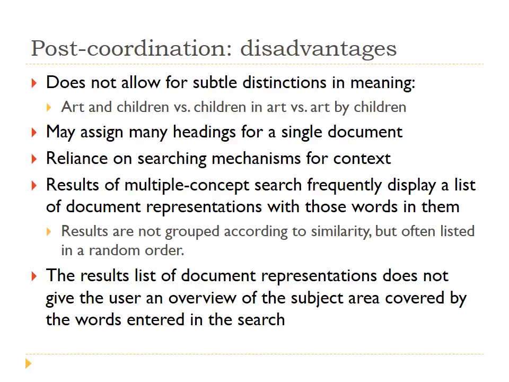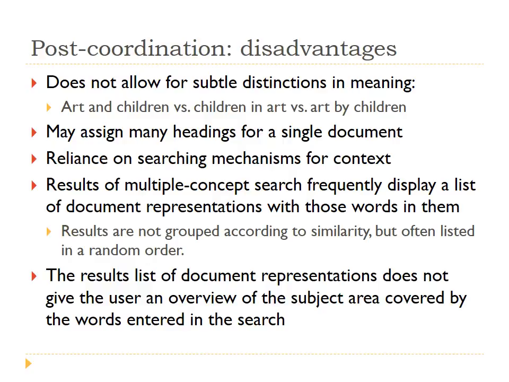There are some disadvantages, right? We talked about how it doesn't allow for those nuanced distinctions in meaning, the difference between art and children versus children in art versus art created by children. You might need to assign many multiple headings to a single resource to achieve your coextensiveness or to cover all of the topics that are represented in that resource, which means there's a heavy reliance on searching mechanisms and how good your search algorithms and search systems are, because a lot of context can be lost.